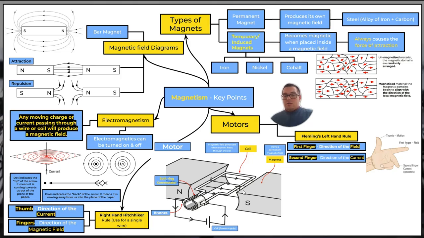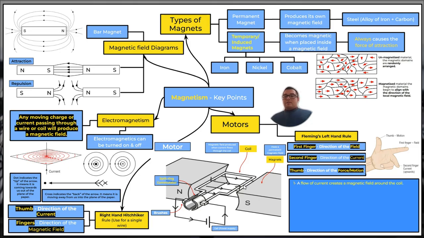Think of the C in second, for current. And your thumb, the M in thumb, is for motion, or the direction of the force, if you find that easier to think about. So that's Fleming's left-hand rule. So remember, those 3 things you need to be able to state: what is the first finger, second finger, and thumb, but also the idea that they all have to be 90 degrees to each other. These are the 5 points you then need to be able to explain in terms of a motor.